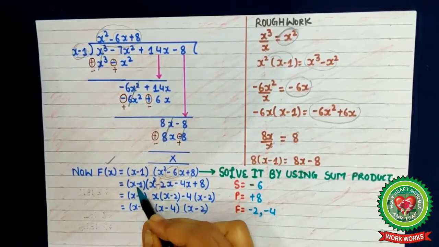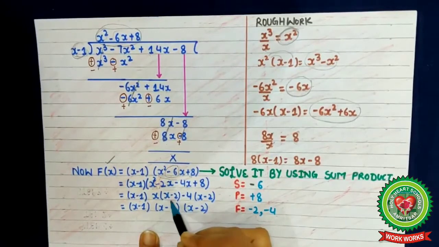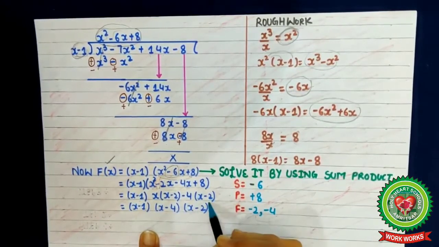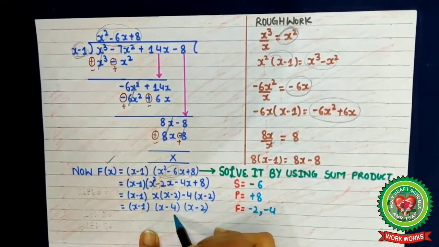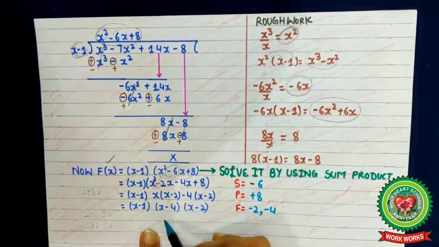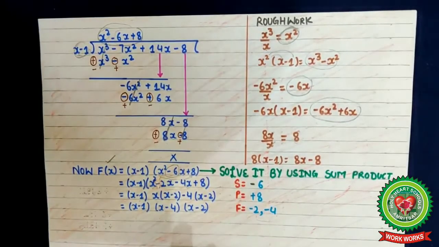Now this x minus 1 will come as it is, x common, x minus 2, minus 4 common, x minus 2. So what will be the factors? x minus 1, x minus 4 and x minus 2. This is the final answer of your statement.